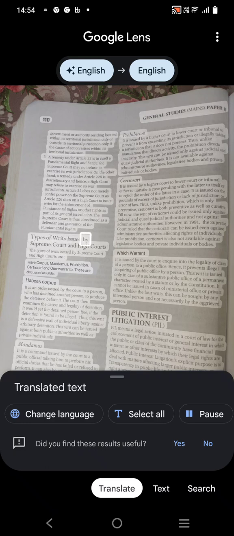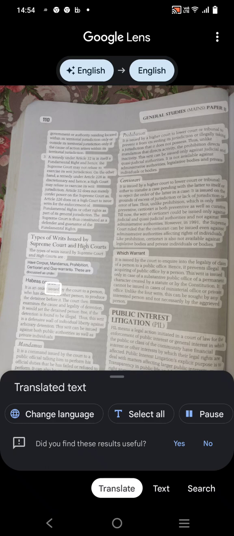Types of writs issued by Supreme Court and High Courts. The types of writs issued by Supreme Court and High Courts are habeas corpus, mandamus, prohibition, certiorari, and quo warranto. These are discussed as under. Habeas corpus.